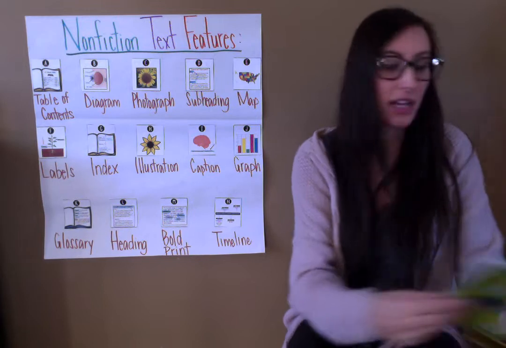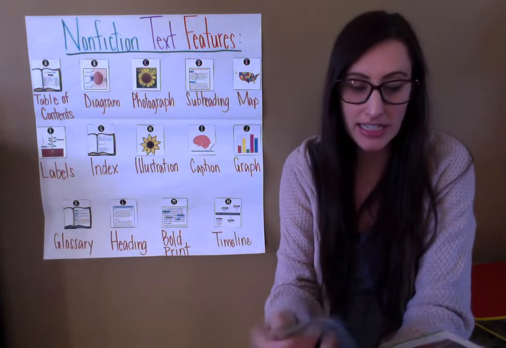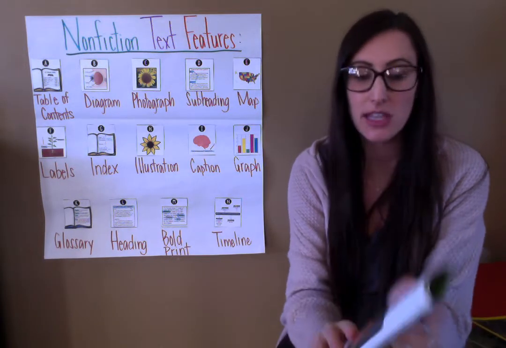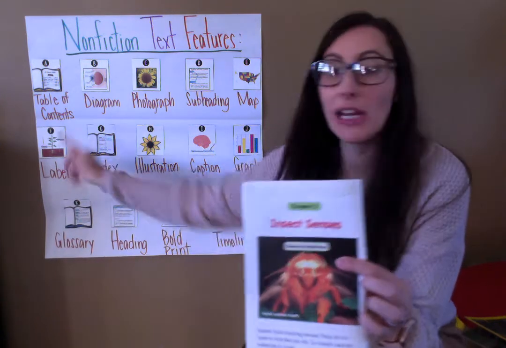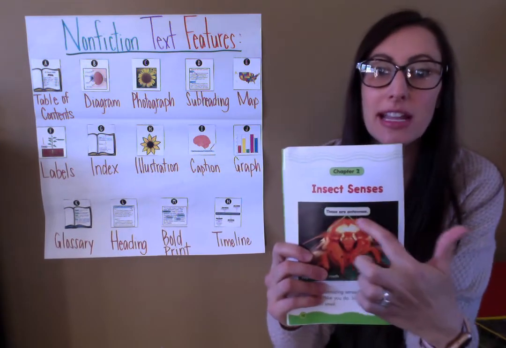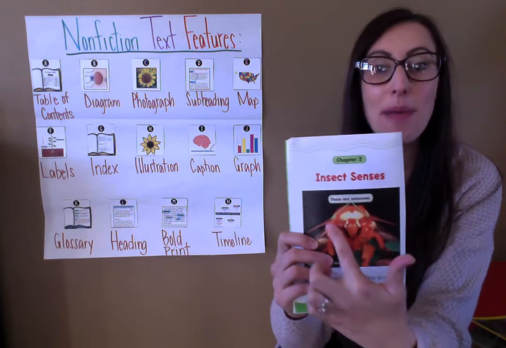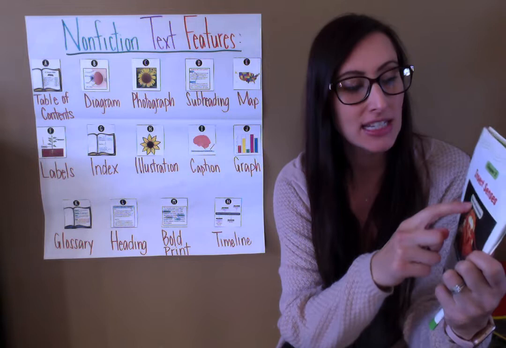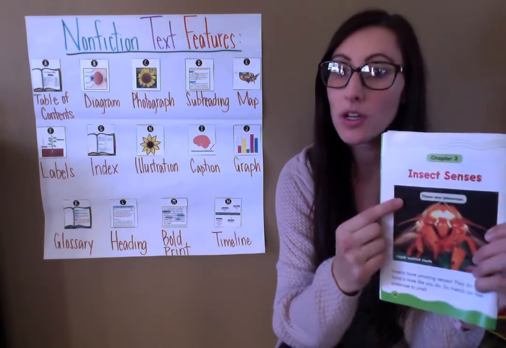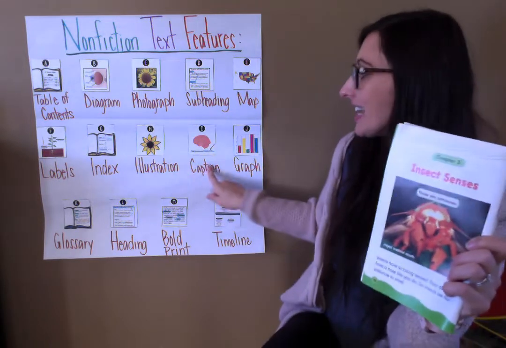Again, we can go back to this book. Here we go. Here's a label. Let's look at this one. It could be a word or it could be a phrase, and it's going to tell me about the photograph. So if you look back at this insect book, I could see there's a little label, or some people might call this a caption.